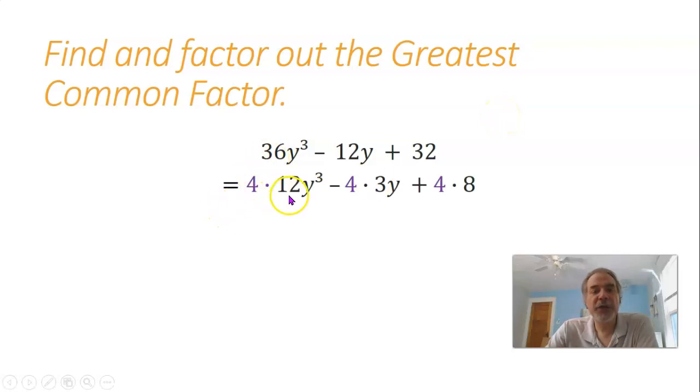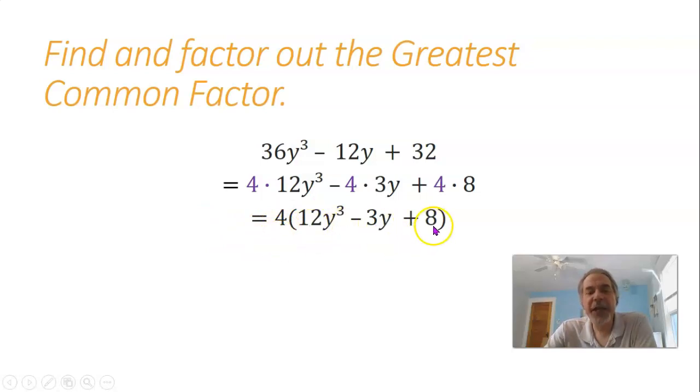So I can write each one of these numbers as 4 times something else. The 36 would be 4 times 12. The 12 here would be 4 times 3, and the 32 could be written as 4 times 8. And since they all have a 4 in common, I can pull that 4 outside parentheses and leave the something elses inside the parentheses. So after factoring out that 4, I've got 4 times the quantity 12y cubed minus 3y plus 8. Now, if you multiplied that back out with the distributive property, you would end up with what we started with. The 4 times 12y cubed gives you 36y cubed, minus 12y plus 32.